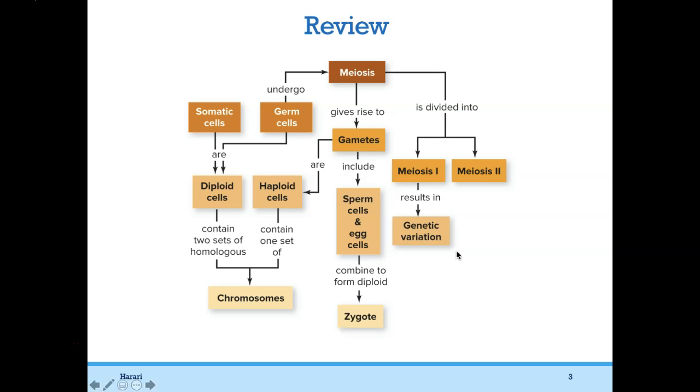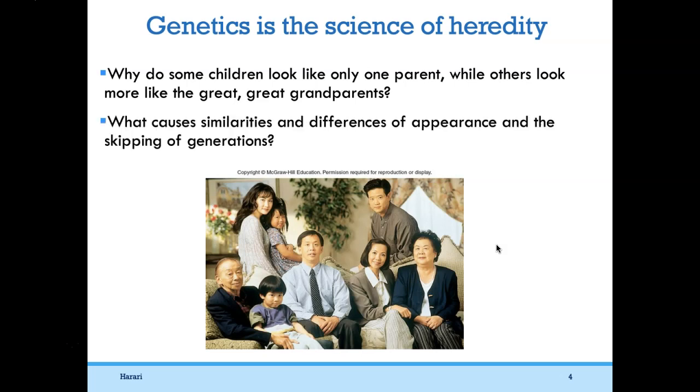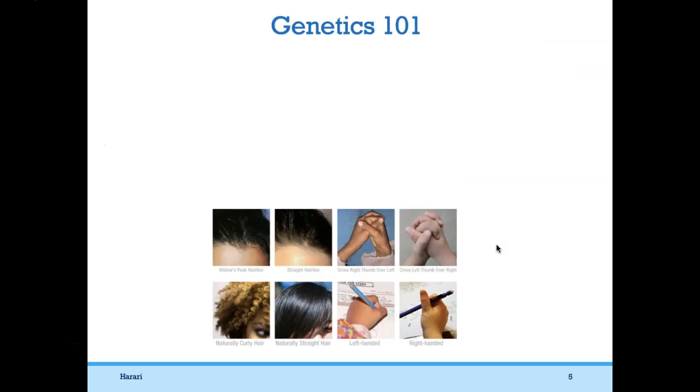So let's now talk about this genetic variation, and let's come up with a few terms of what genetics is all about. So what we're going to talk about today is, why do some children look like only one parent, while others look more like their great-great-grandparents? What causes similarities and differences of appearance, and what causes the skipping of generations? Right, so those are some of the questions we're going to try to address in this lecture. And let's introduce some terms.